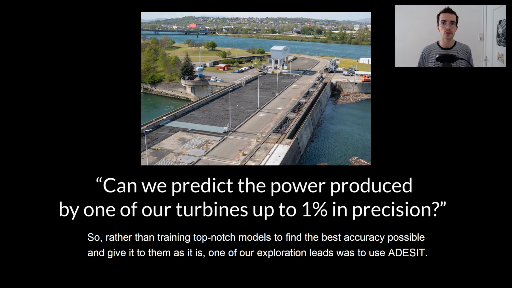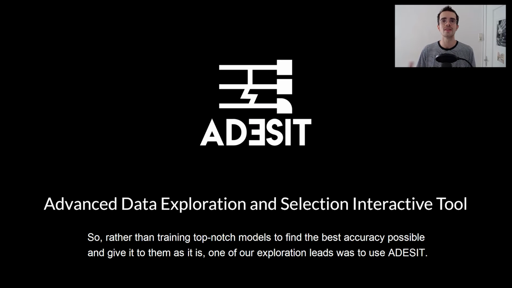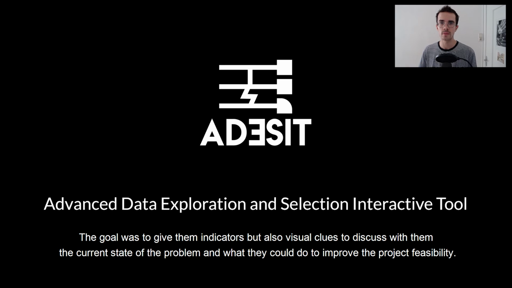So, rather than training top-notch models to find the best accuracy possible and give it to them as it is, one of our exploration leads was to use ADESIT. The goal was to give them indicators, but also visual clues to discuss with them the current state of the problem and what they could do to improve the project feasibility.